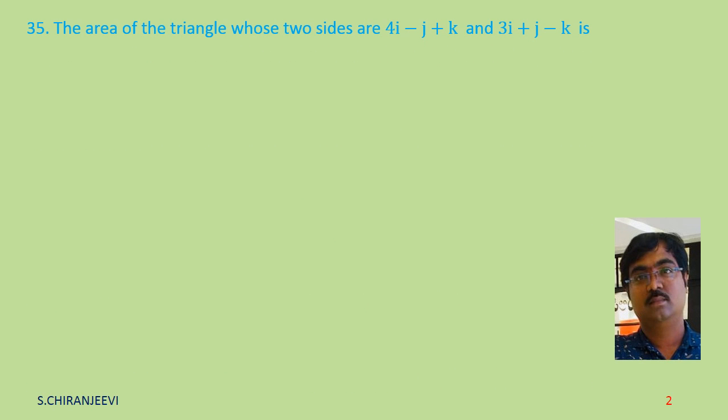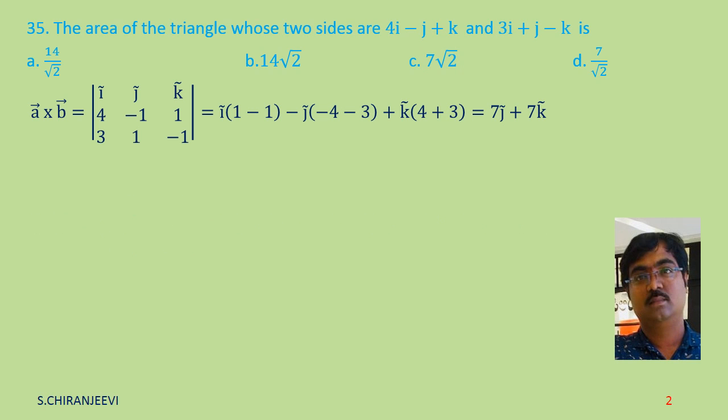35th problem. The area of the triangle whose sides are 4i minus j plus k and 3i plus j minus k. Options: 14 by root 2, 14 root 2, 7 root 2, 7 by root 2. First we need to find A cross B. Determinant ijk, 4 minus 1 1, 3 1 minus 1.